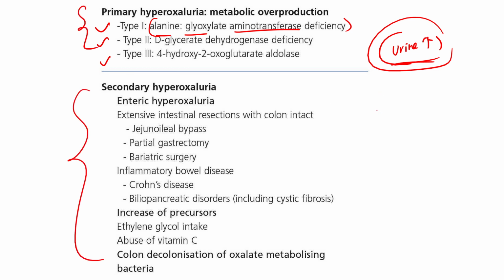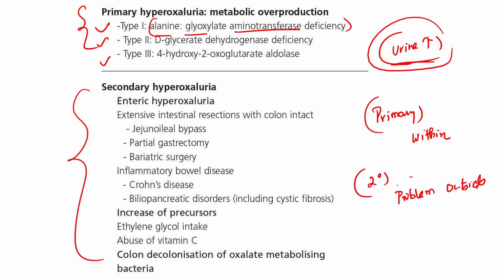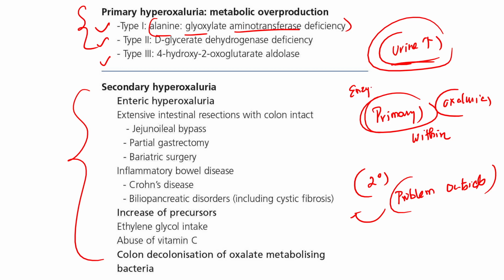For example, in any kind of condition, when they use the word primary, it means the problem is within. When they say secondary, the problem is outside. An outside problem is the reason for something to happen. Now, if I say primary hyperoxaluria, the oxalic acid concentration is increasing because of a genetic defect in any of the enzymes that are involved in the metabolism of glycine.